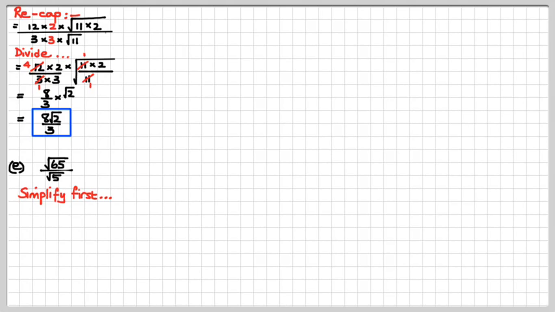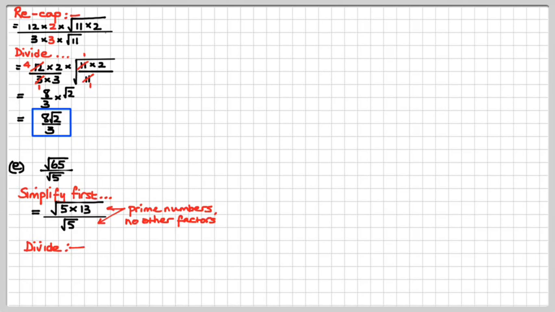Okay, simplify first. Well, 65. What's that? Oh, that's 5 times 13, isn't it? 5 times 13. So they're both primes, so they won't simplify anymore. What we're going to do now is the big umbrella divide. Yes, there. That's right. No other factors, prime numbers. Do the dividing now, and we're going to cancel those 5s, and that's just going to simply get us root 13. Good heavens, will wonders never cease?